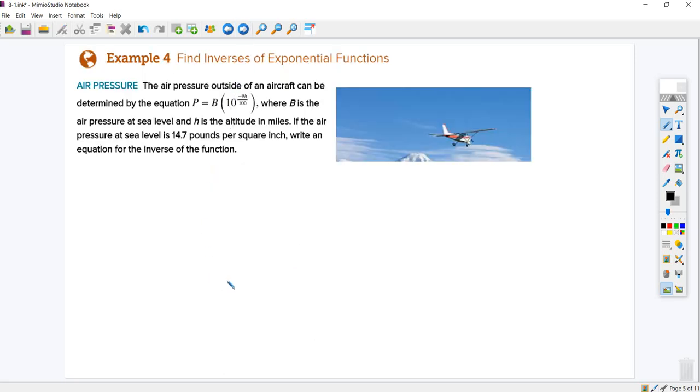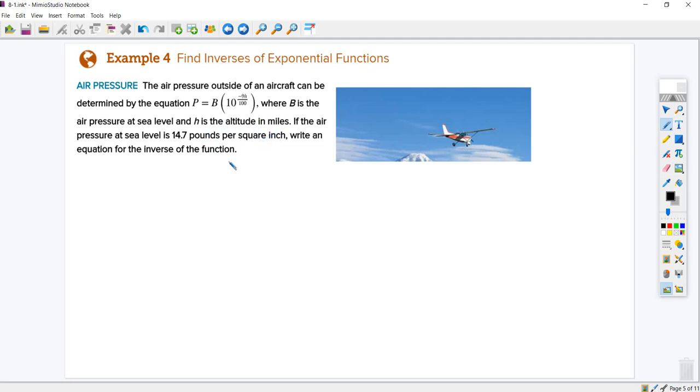Let's look at example 4. This time there is a word problem. It says the air pressure outside of an aircraft can be determined by the equation P is equal to B times 10 to the power negative 9H over 100, where B is the air pressure at sea level. Looks like B represents the air pressure at sea level, and H is the height, the altitude in miles.